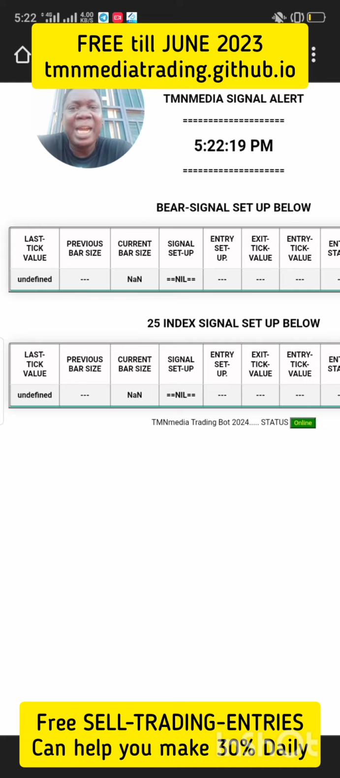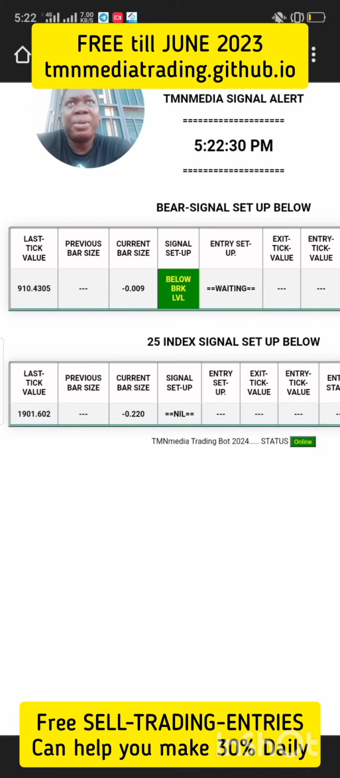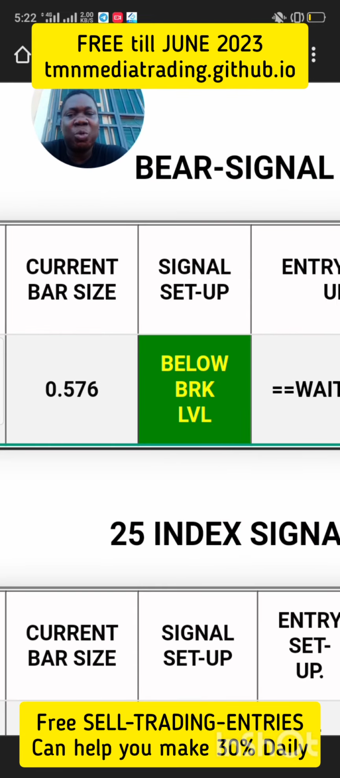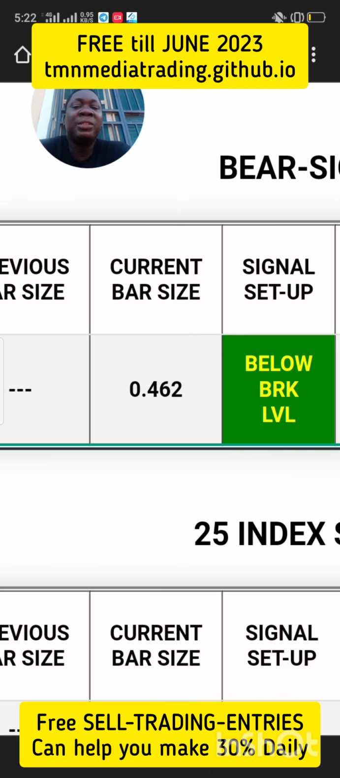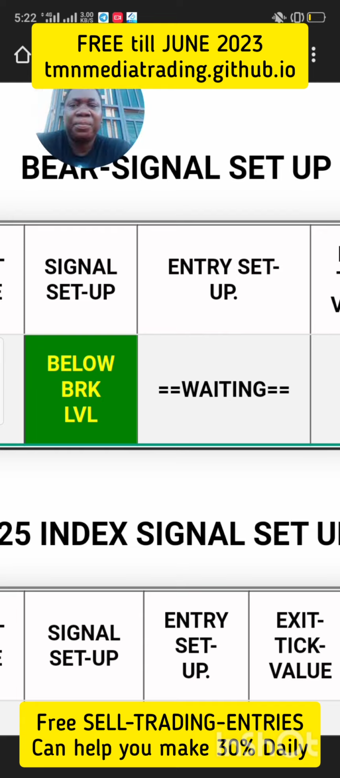I have the time, I have the values, I understand that the market is moving in a particular direction, but I want to trade a sell signal. I believe the market is going down. When it's going down, it tells me, oh, below BRK. So signal setup is available. Once I see this yellow and green, and it says below BRK, it means there is an opportunity for me to trade. Okay? When there is now an opportunity, it starts telling me that I should get ready.